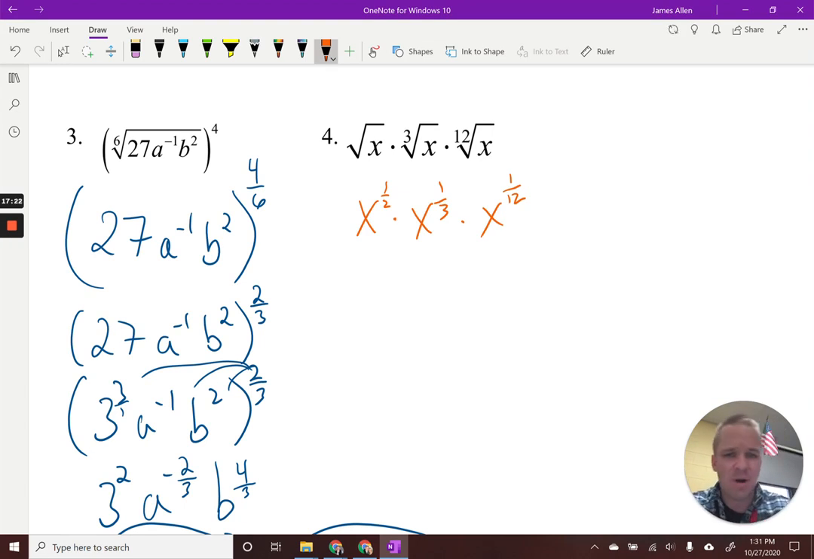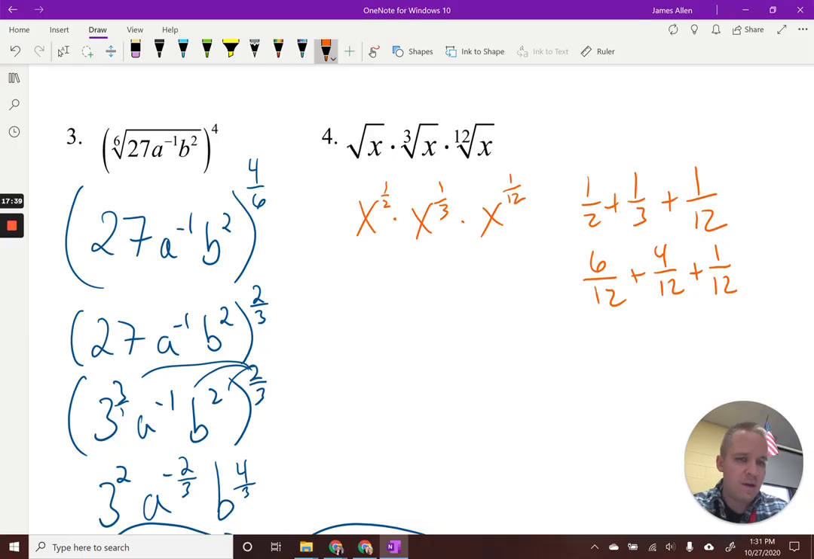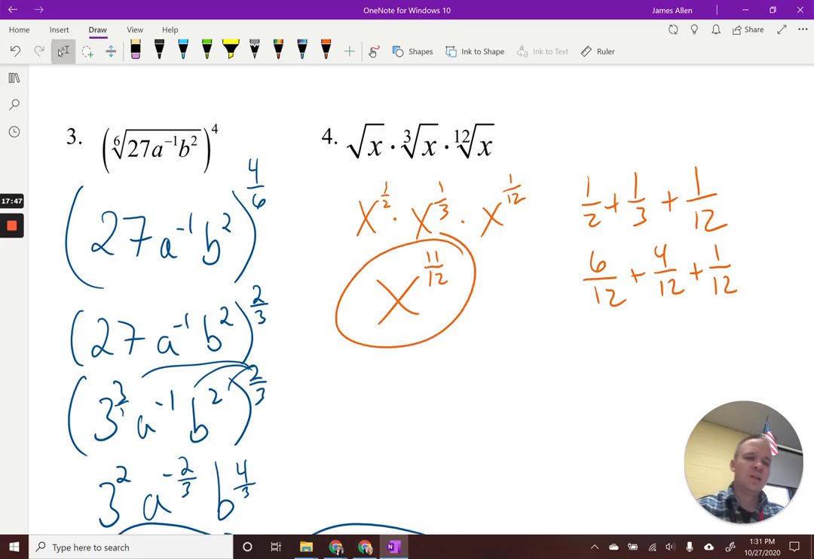So what I'm going to do is a little sidebar action. 1/2 plus 1/3 plus 1/12. And now I'm going to get a common denominator. 1/2 is 6 over 12, 1/3 is 4 over 12, and then I'll leave the last one. Now I have 6 plus 4 is 10, plus 1 is 11. I get x to the 11 over 12.